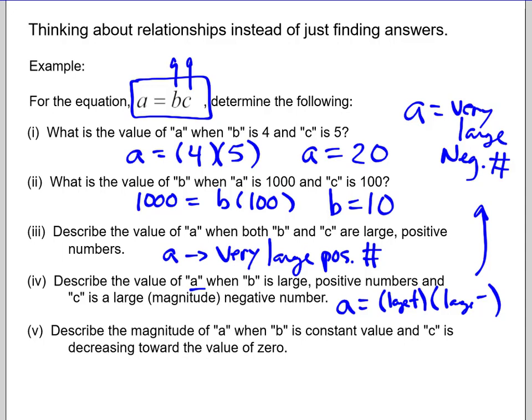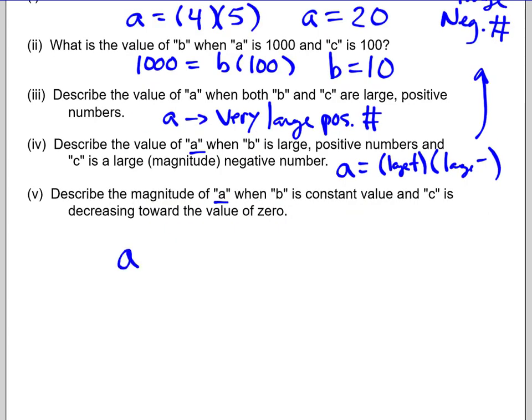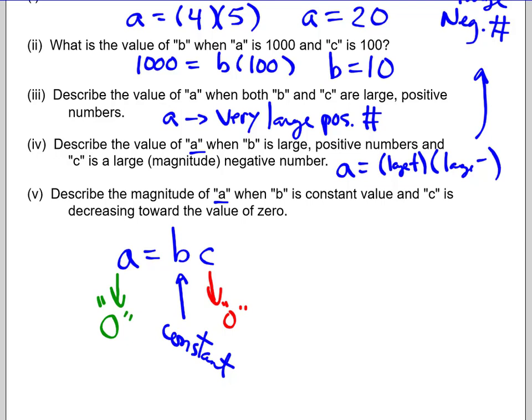Lastly, describe the magnitude of A when B is a constant. Oh, interesting. So we have A equals BC. If we lock B in as a constant value, so it's not going to change, then it's one less thing to worry about. And C is decreasing toward the value of 0. So if B is constant and C is heading towards 0, for this to maintain equality, the only way it could do that is if A decreased towards 0. So A would have to decrease towards 0.